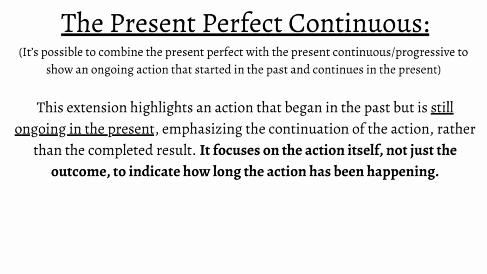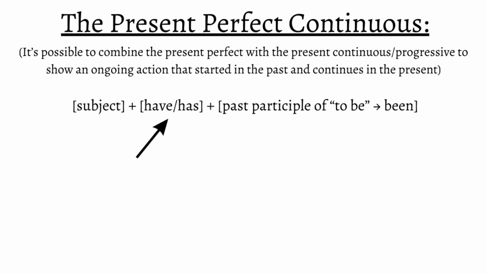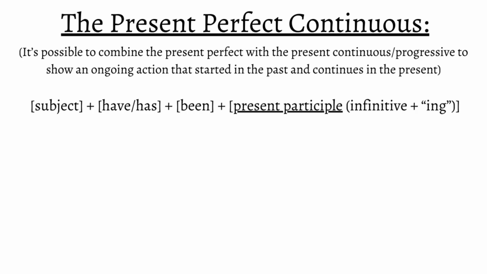It can be used to represent the progress of an unfinished action that started in the past until now, and it depicts a finished action that started in the past and just stopped recently. In the subject-verb agreement, the auxiliary verb to have will be used with the past participle of to be, which is been. But instead of using another past participle, a present participle will be used, which is a usual infinitive that has ing. Just like before, the auxiliary verb to have will be the only one conjugated, while to be will use the past participle been, and the main verb will utilize the present participle.